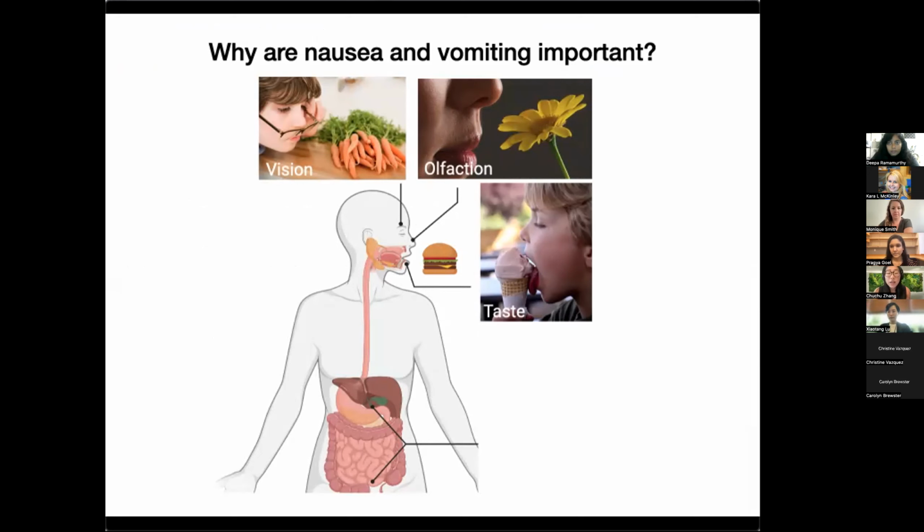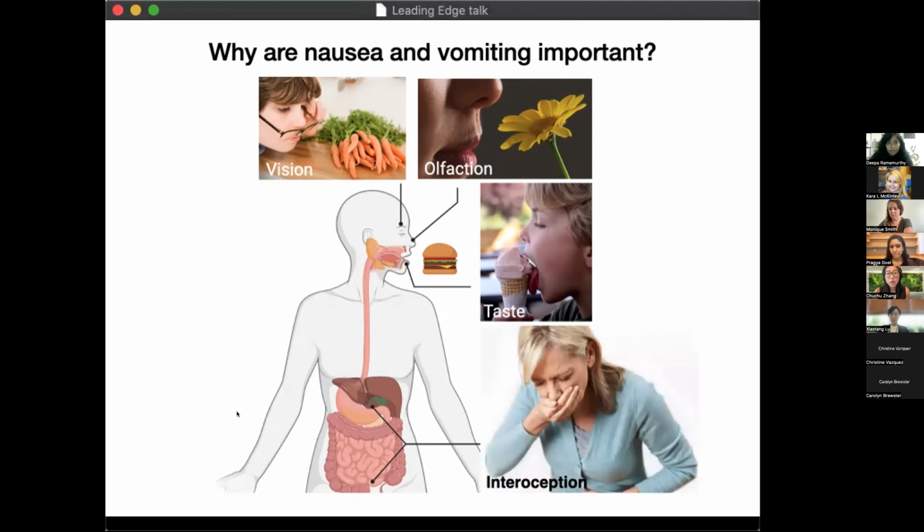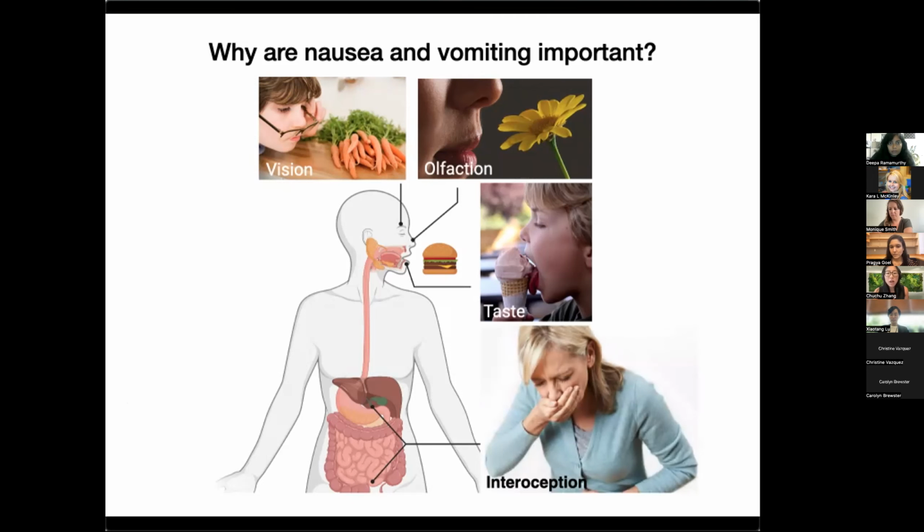One of the defense mechanisms to get rid of the ingested toxin is through tasting, olfaction, and vision, so that you can avoid taking in potentially bad food. But once food enters the gastrointestinal tract, one of the key defense mechanisms is through nausea and vomiting. While neuroscience in vision, olfaction, and taste represent some of the key discoveries in the field, the understanding of the interoceptive system is largely behind.